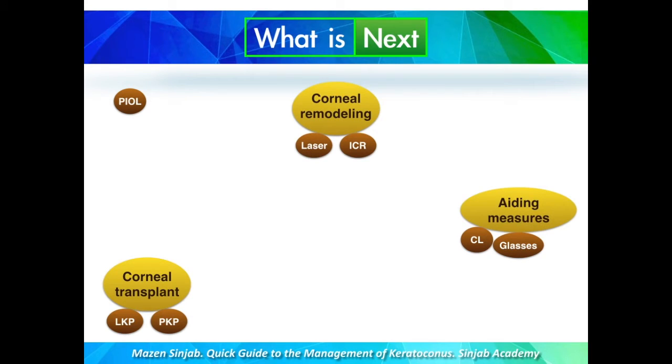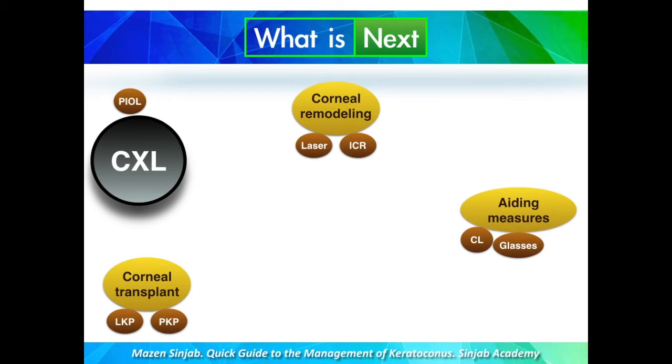Now, if we implant phakic IOL, can we do corneal remodeling measures after that? We can do laser vision correction with corneal cross-linking after phakic IOL, but it is unusual to do intracorneal rings after phakic IOL. Why? Because usually phakic IOL is indicated when the irregularities are not high, while intracorneal rings are indicated to regularize the cornea in cases of moderate to high irregularities.